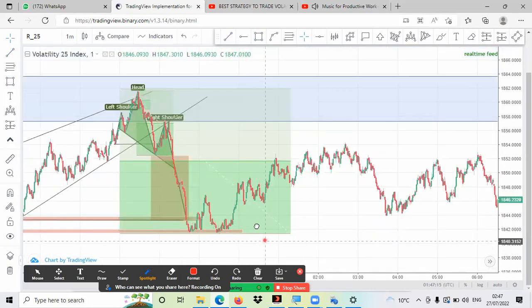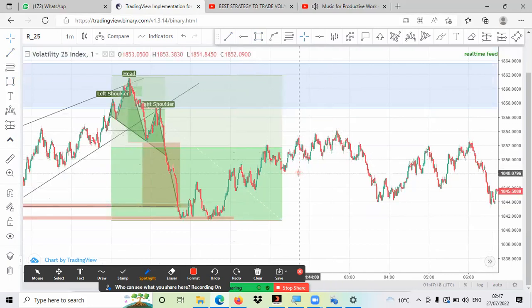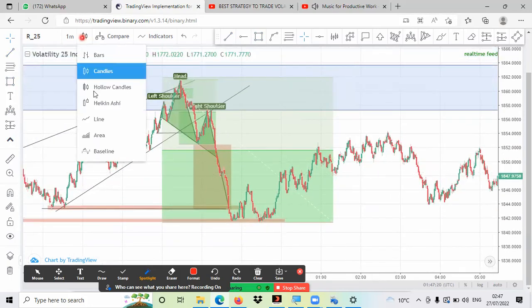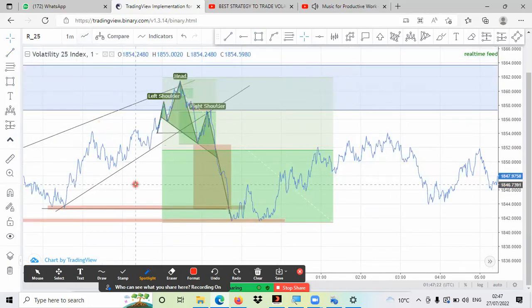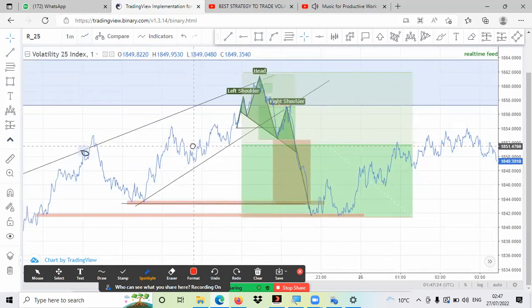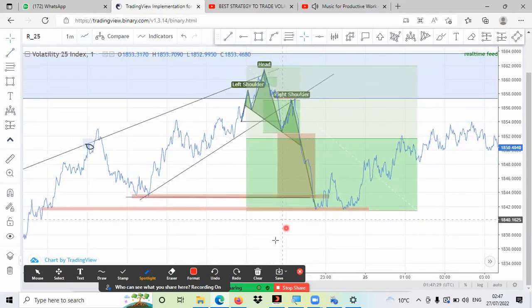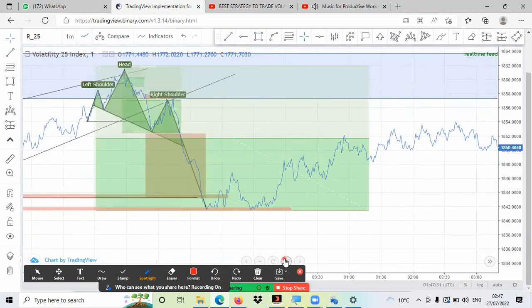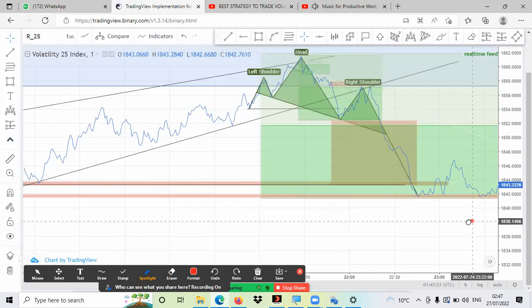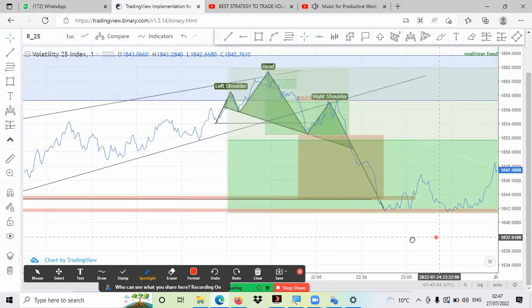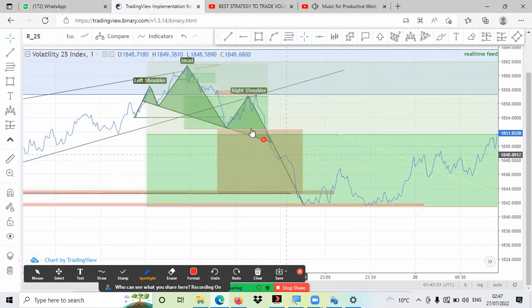So again here, how can you take your sell signal on this area? Basically, you go to the line graph. On the line graph, let me see how I'll be taking the entry.